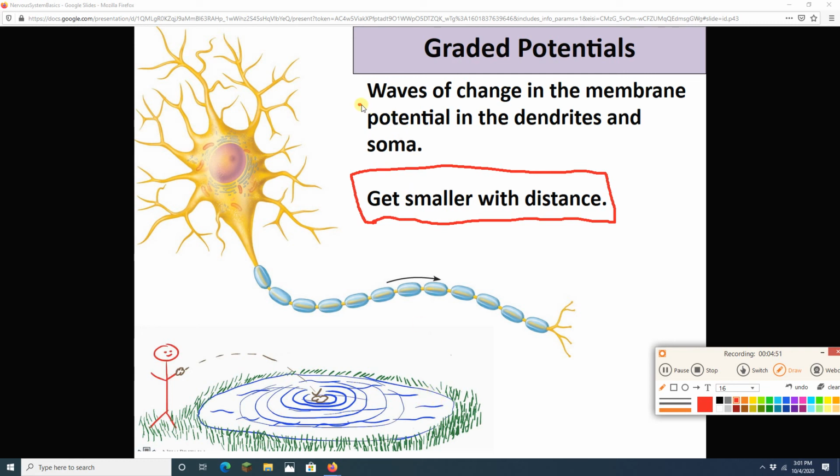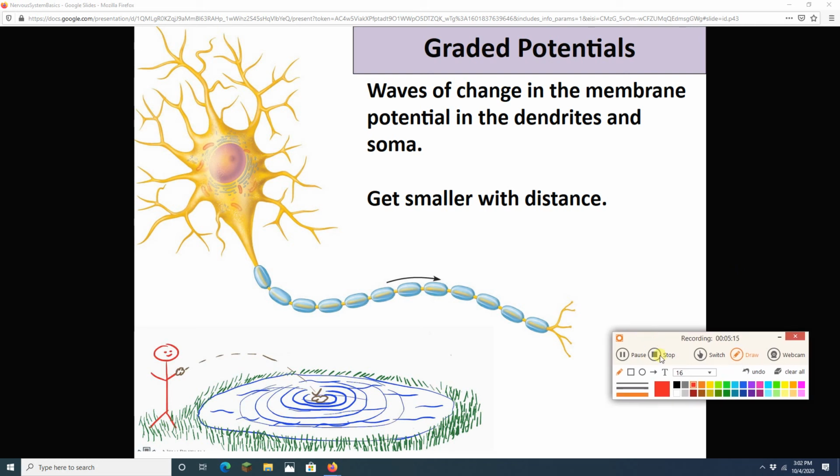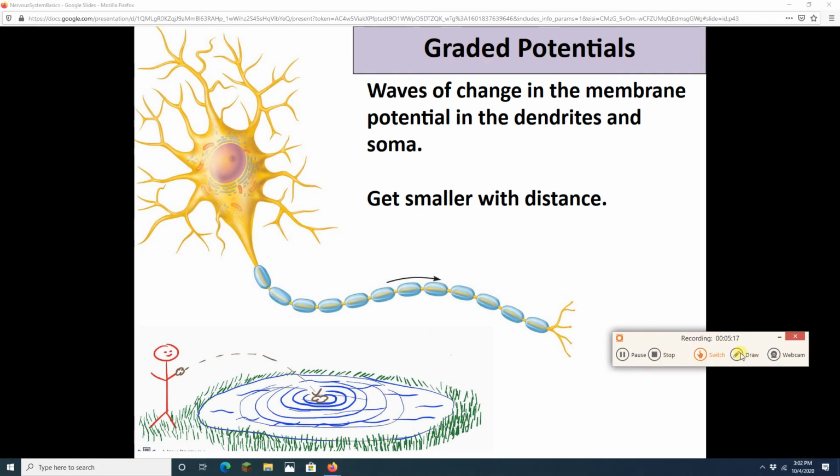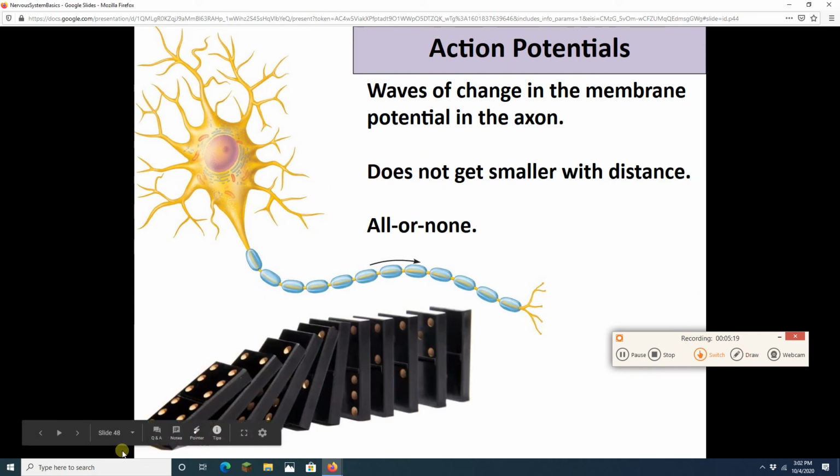Similarly, these waves of change in a graded potential are going to get smaller with distance. So maybe the change up here was negative 50, from negative 70 to negative 50. But by the time we get to here, the change is only to negative 68. All right. We're going to go over these guys in detail. Let's introduce ourselves first, though, to the other variety, which is the action potential.